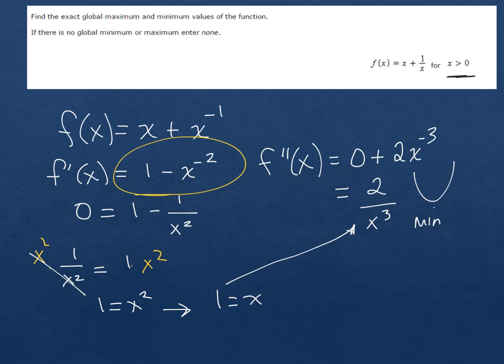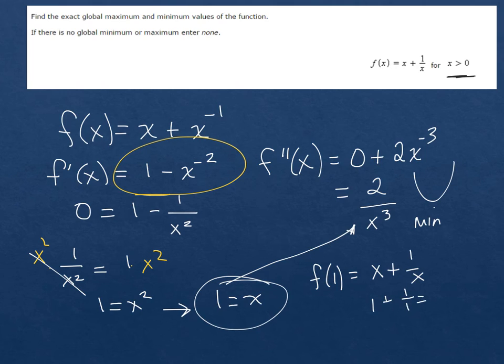I know there's another part. So I find my y value by plugging this back into the original function, which was x plus 1 over x. So that'll be 1 plus 1 over 1. And that's where you get the actual value. So this one actually has no global max, and it says to enter none.